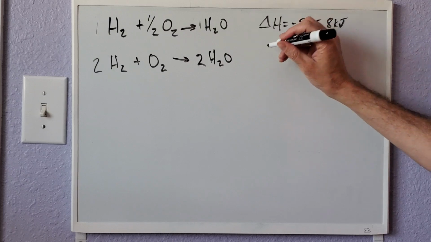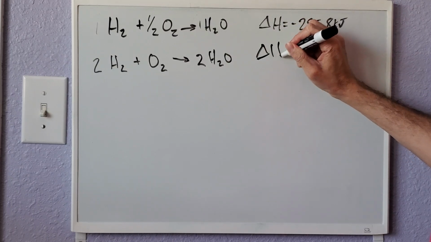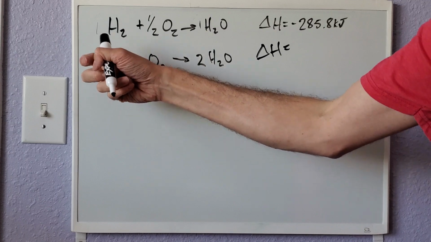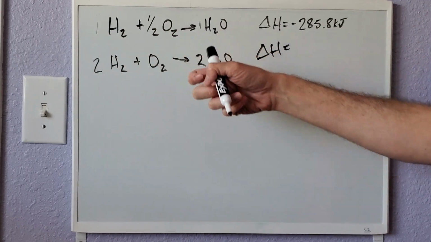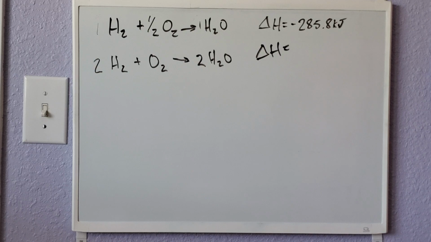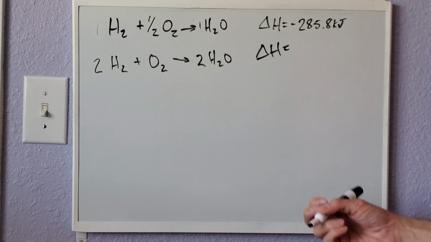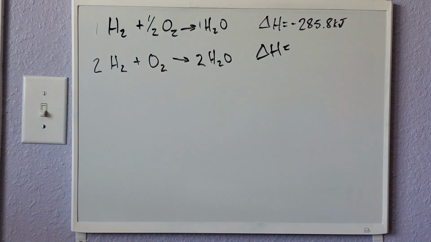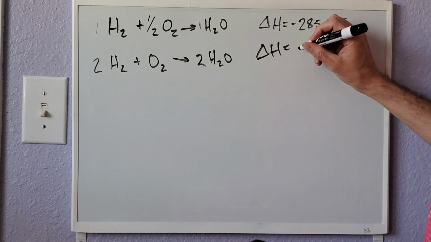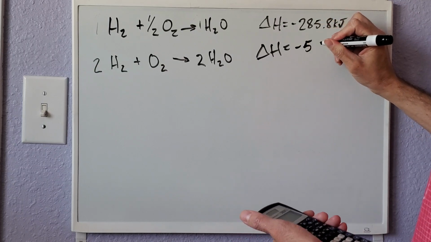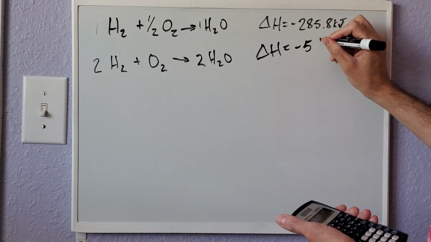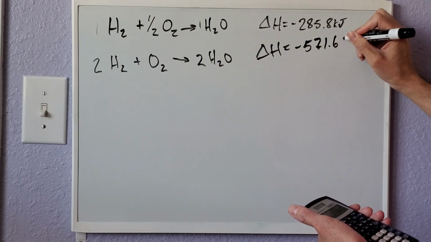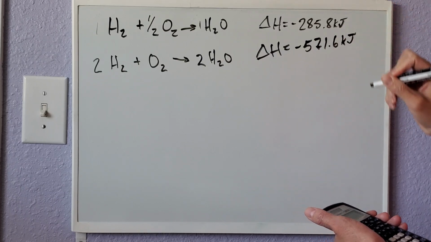If we double all of our coefficients here, making this 1 go to a 2, this half go to a 1, this 1 go to a 2, you would do the same thing with our delta H. I didn't multiply this earlier, so this would be 285.8 times 2, and you would end up with negative 571.6 kilojoules of energy associated with this here.